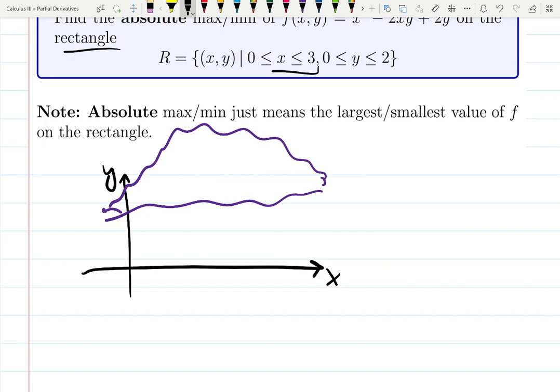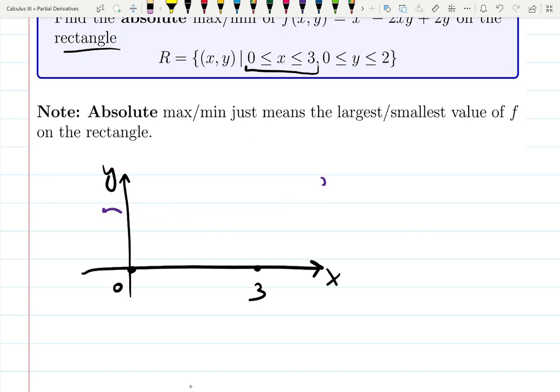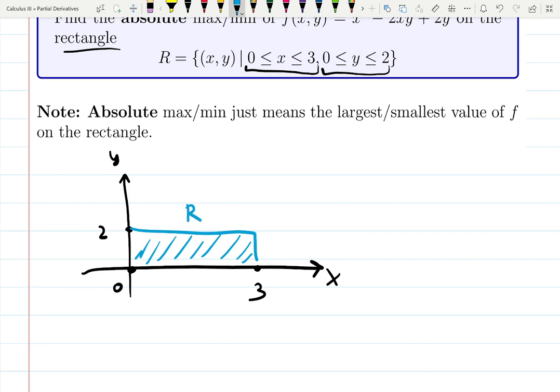The rectangle is x from 0 to 3, and y from 0 to 2, so a little bit shorter. Together it builds a rectangle. That's why this is a notation of a rectangle. Let's call it R.